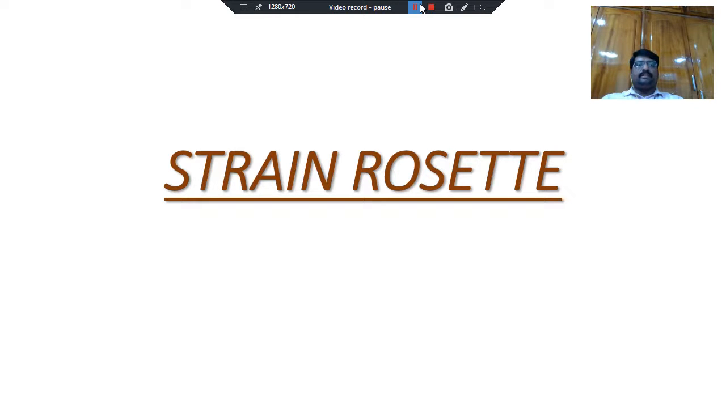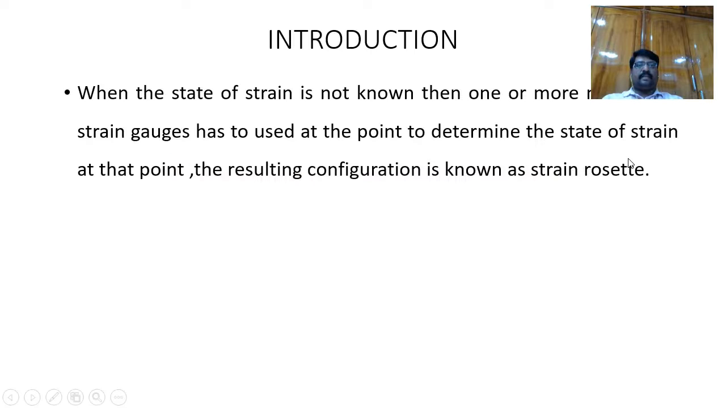A strain rosette is a combination of a number of strain gauges which are arranged in different orientations. Now let us see the definition of strain rosette. When the state of strain is not known, then one or more strain gauges have to be used at the point to determine the state of strain at that point. The resulting configuration is known as a strain rosette.